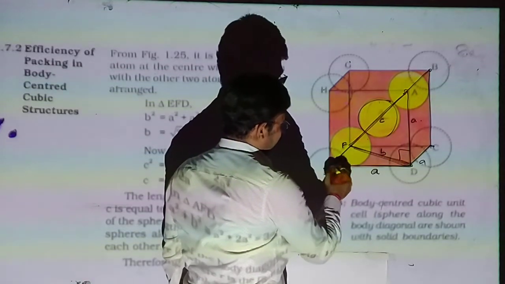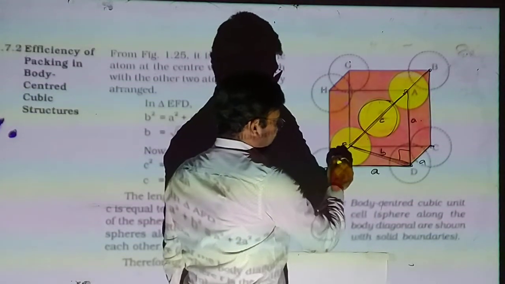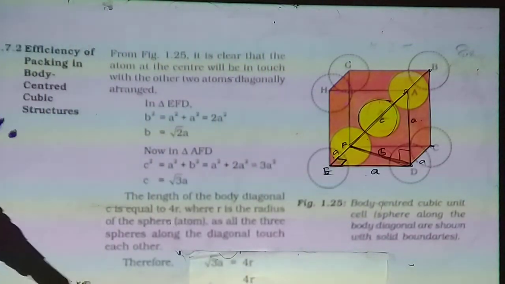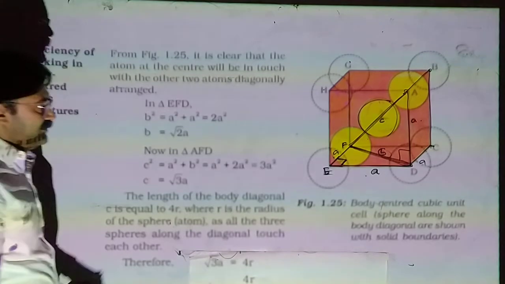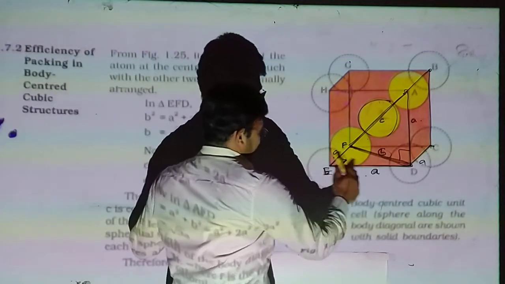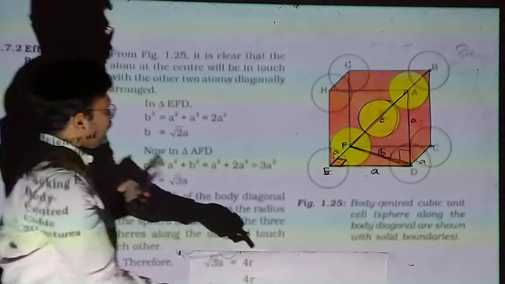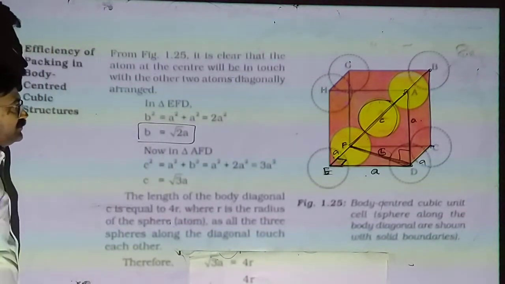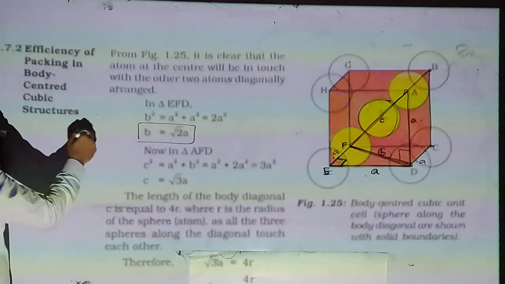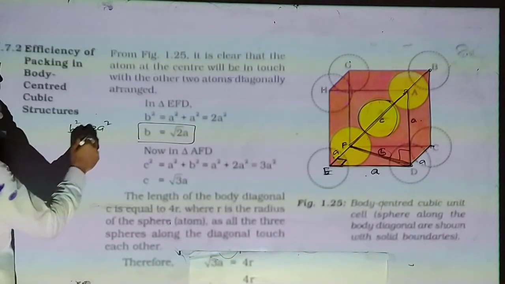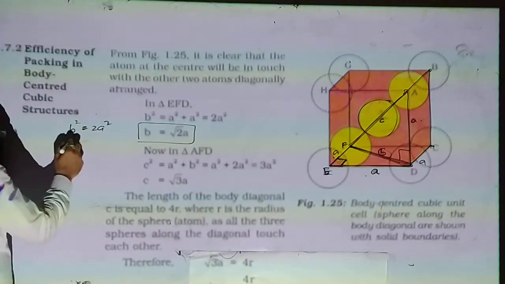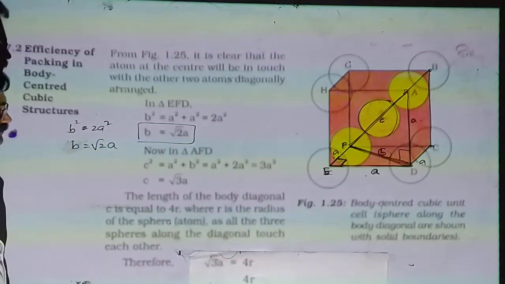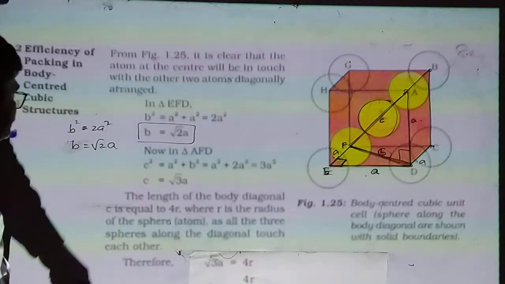Here angle E is 90. So a square plus a square is equal to b square. Diagonal is b, edges are a. a square plus a square is equal to b square. Clear? So here we simplify and take the root: b is equal to root 2 a.